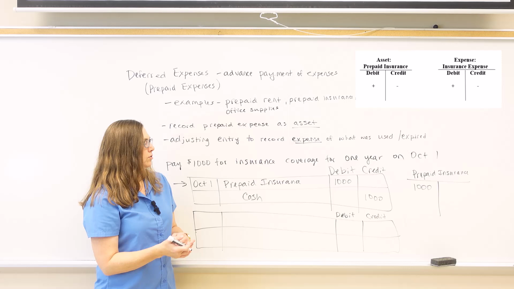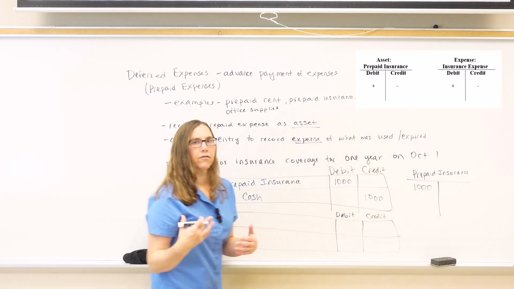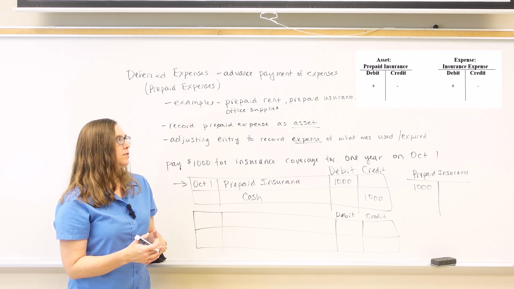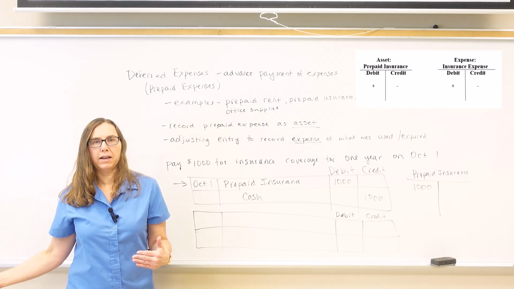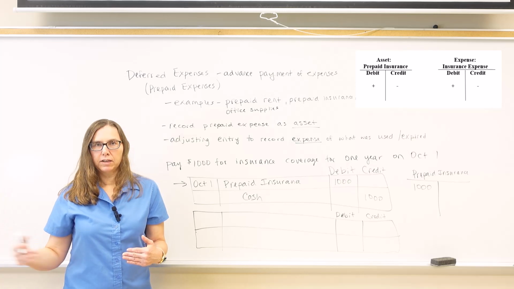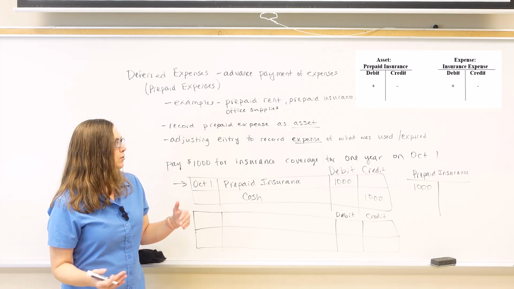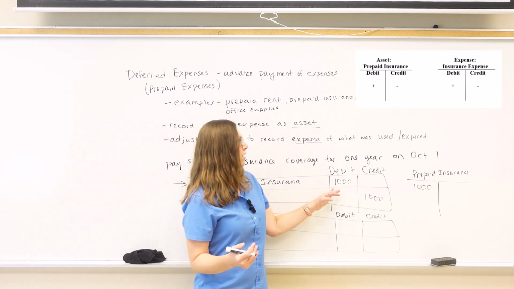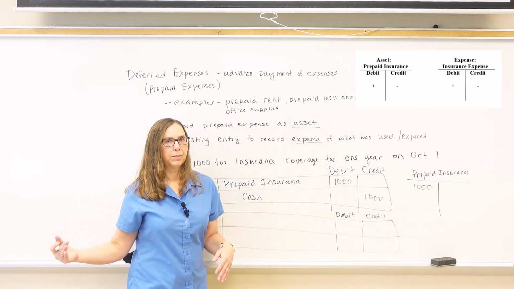They're going to want to take out the insurance coverage that they've already used up, because October through December 31st is no longer prepaid since the time has passed. Now that would be considered insurance expense. So we want to move part of this $1,000 from the prepaid account over to insurance expense.